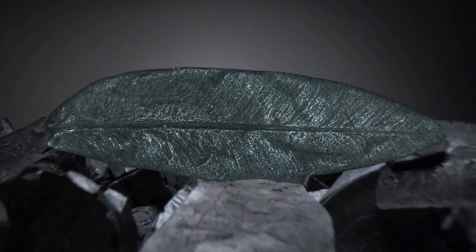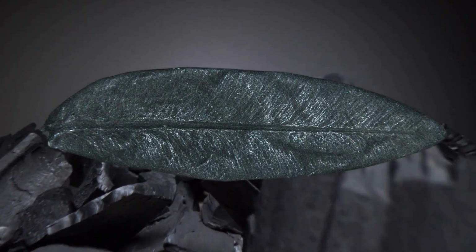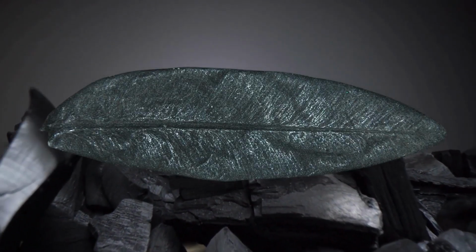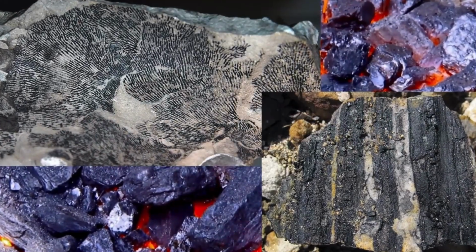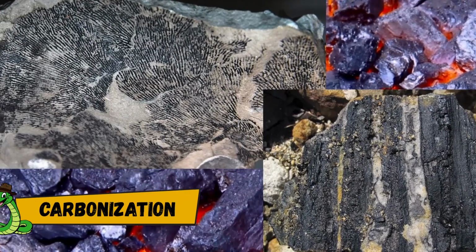Another fossilization process that is well suited for preserving delicate organic material, such as plant tissues, insects, or the bones of fish, is called carbonization.